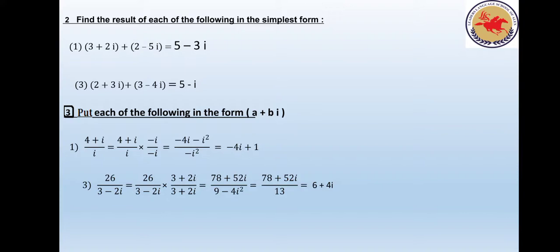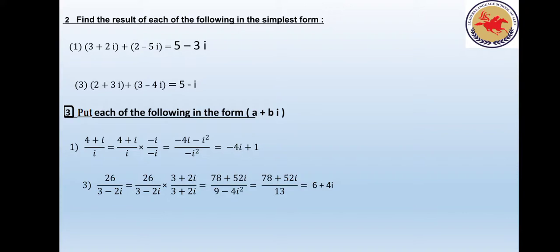Number 3, put each of the following in the form a plus bi. We want to write it in the form a plus bi. Number 1, 4 plus i over i. If we have i in the denominator, we must multiply it by its conjugate. So 4 plus i over i times what? What's the conjugate of i? The denominator here is i. What is the conjugate? Negative i. Then times negative i over negative i equal.